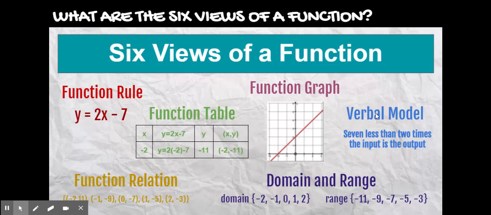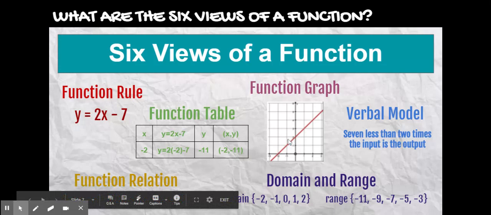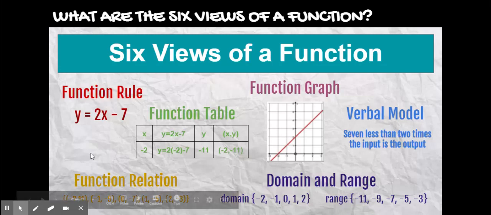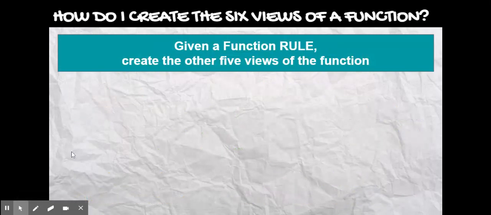So the verbal model is going to take us some practice. We're going to use those keywords that we used in elementary school that represented operations and symbols. And we're going to use the word input when we're speaking of the x value, and we're going to use output when we're speaking of the y. So here are all the 6 views of a function. We are going to practice those today. Most of these you should be familiar with. The verbal model is the most recent that you've done in the past, but maybe not when it comes to functions. So let's work on our first example.